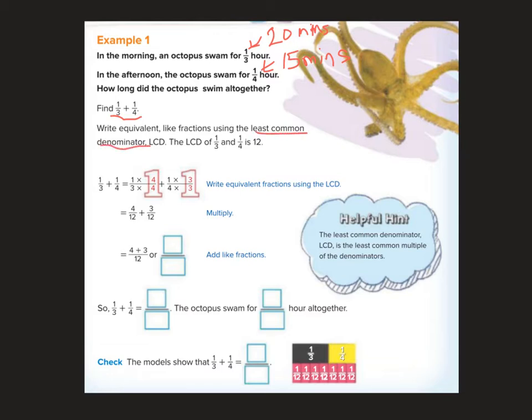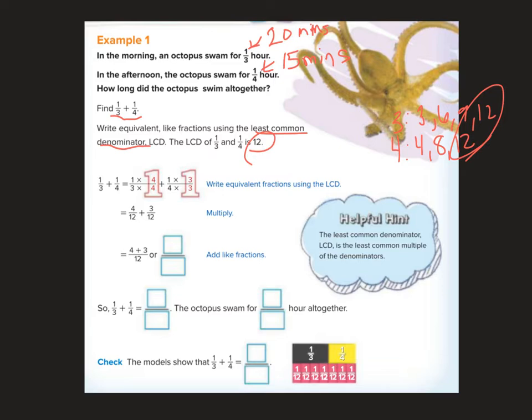So if I have 3 and 4 and I write out my multiples, I would go 4, 8, 12. We know it's going to be 12 because they told us it's going to be 12, but 3, 6, 9, 12. Okay, so 12 is our least common denominator. We learned it as least common multiple.